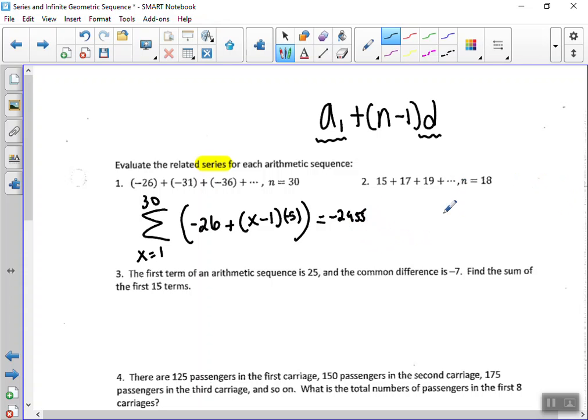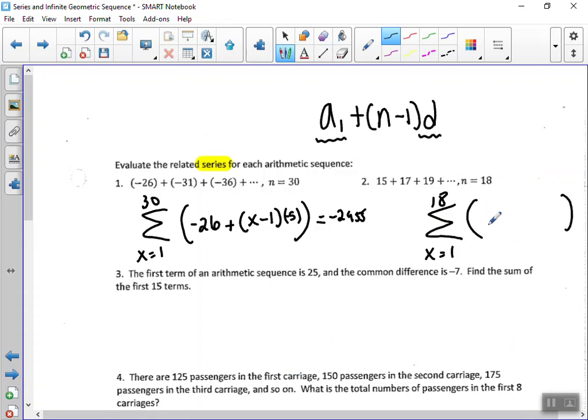So try this one. It's an arithmetic sequence. You have to find, where do we start? We always start at 1. Where are you stopping? And then put in the arithmetic formula in here. 18. So 18 goes up here.